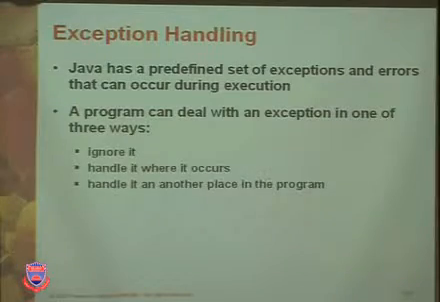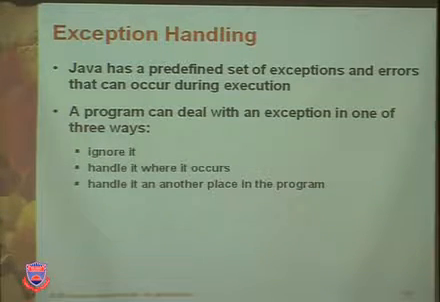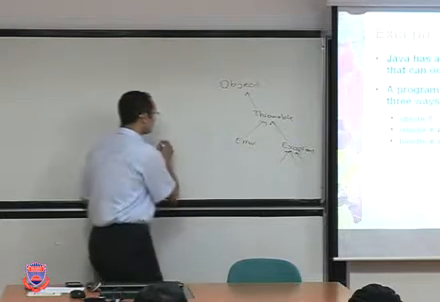As I said earlier, whenever there's an exception, either you will ignore it, meaning that you won't do anything to it, and then it will just propagate towards the main method, and then it will finally end your whole program, so you will ignore it. Or handle it where it occurs. So let's say your method has this exception, let's say divide by 0.